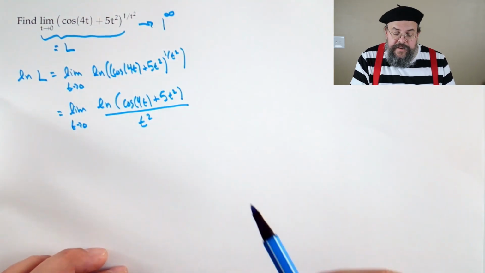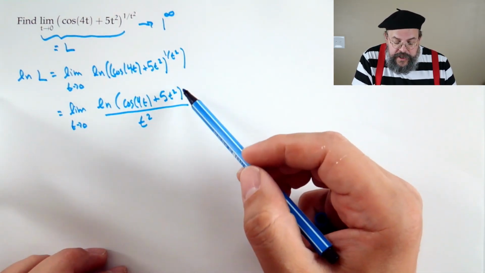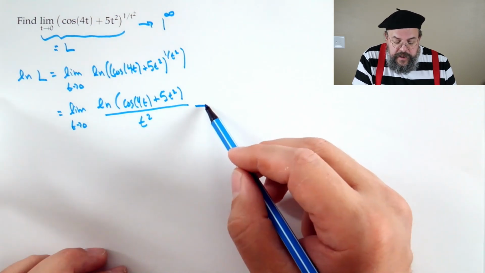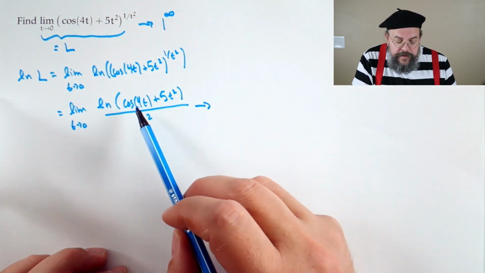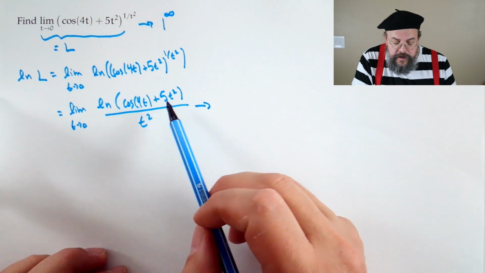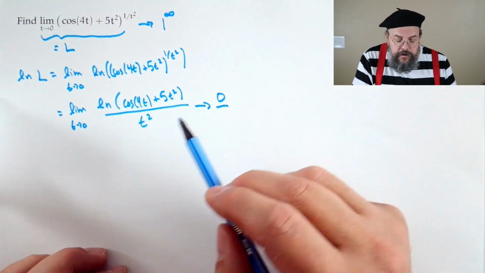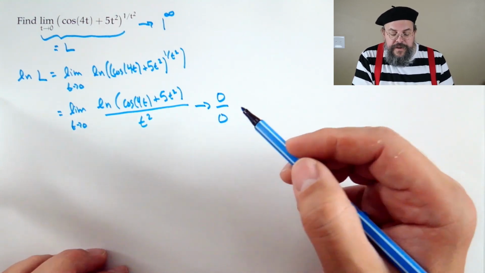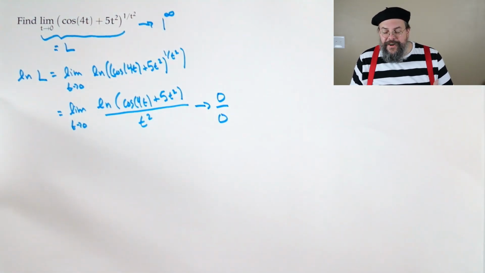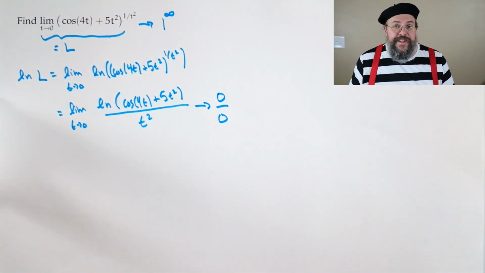Now, let's see where we're at. We do have a fraction. Let's make sure it's indeterminate. So we're having cosine of 0, which is 1. 5 times 0 is 0. So this is log of 1, which is 0, over 0 squared, which is 0. Good, good. So we can apply L'Hopital.